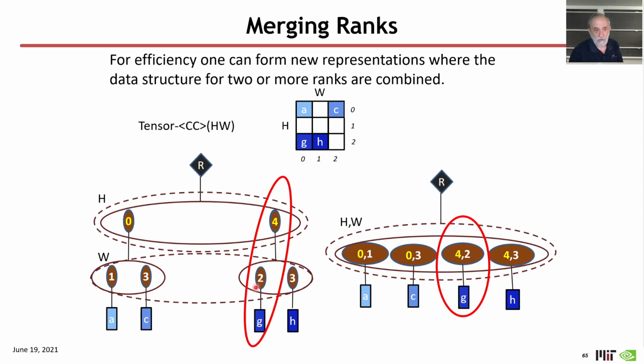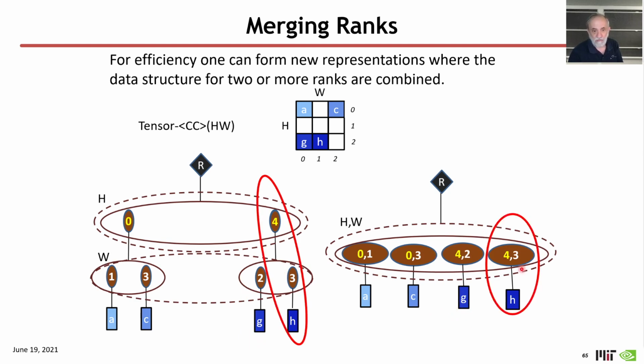4, 2 is a smushing of these two coordinates from different ranks and becomes a tuple coordinate 4, 2, payload G, and in the end, 4, 3. Notice that I tried to color code this where yellow is coming from the top rank, white is coming from the lower rank, has a value of H. Could talk about this as a new representation where multiple ranks have been combined. So you could say something like, this is a tensor of C squared, where it's two ranks combined.